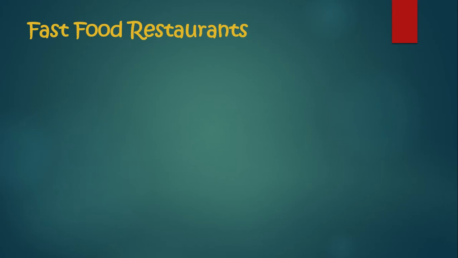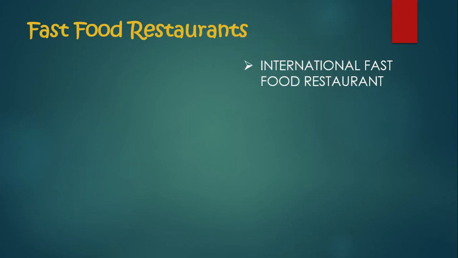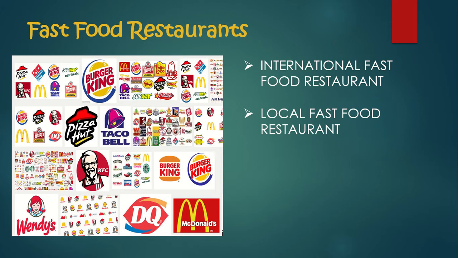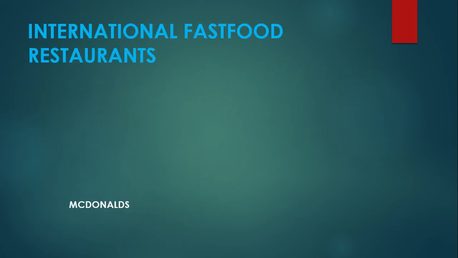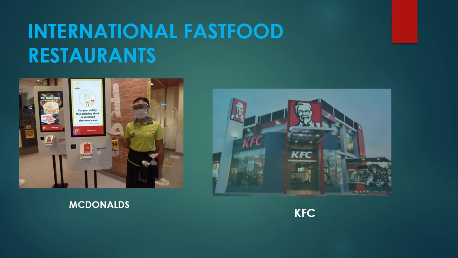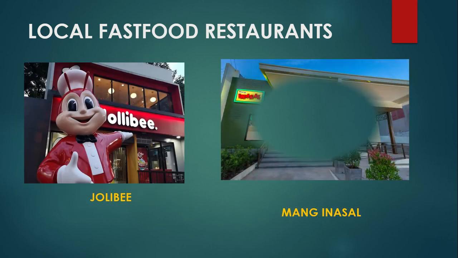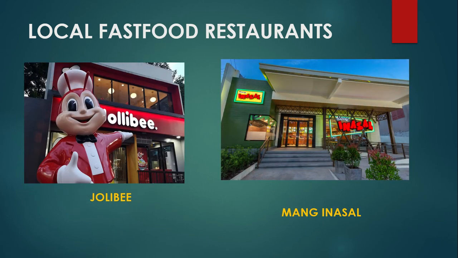First on the list I have here is fast food restaurant. It is categorized into two, international fast food restaurant and local fast food restaurant. An example of an international fast food restaurant is McDonald's and KFC. For a local fast food restaurant, I have here Jollibee and Mang Inasal. All of these restaurants offer popular food with reasonable prices.